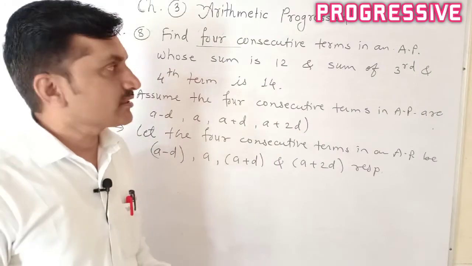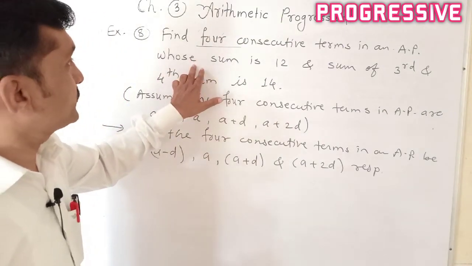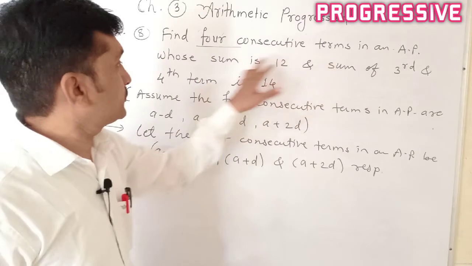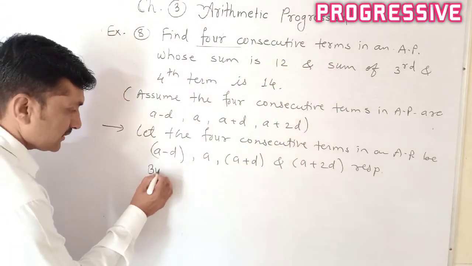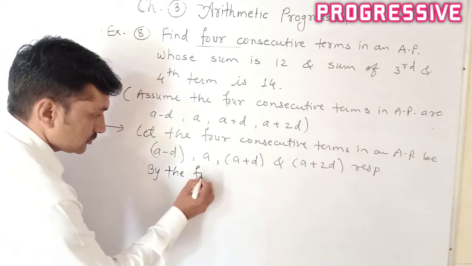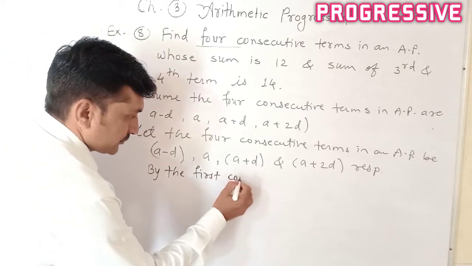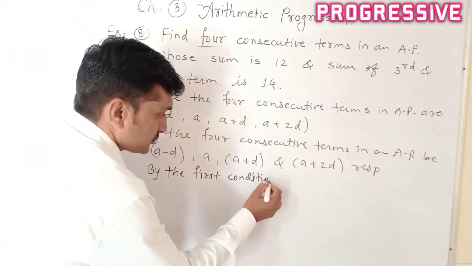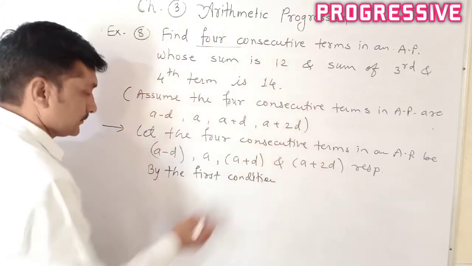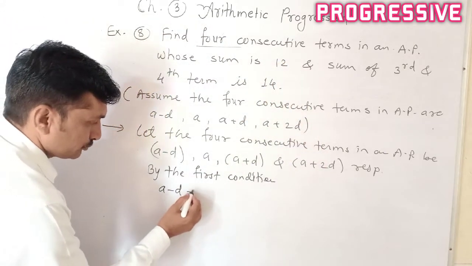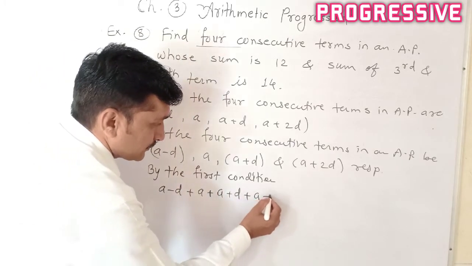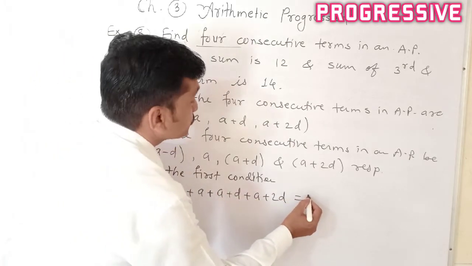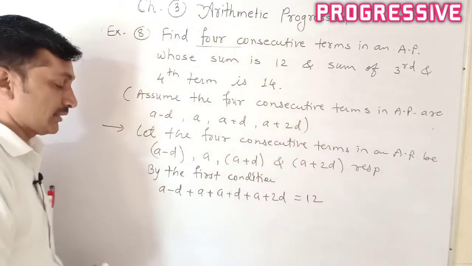Now here two conditions are given again. The first condition is 4 consecutive terms in an AP whose sum is 12. Therefore, by the first condition, the sum of all is 12. A minus d plus a plus d plus a plus 2d is equal to 12.